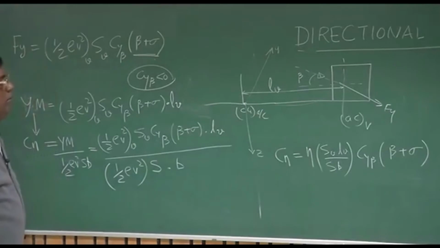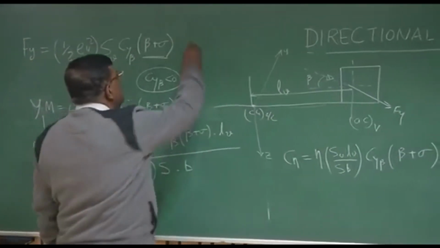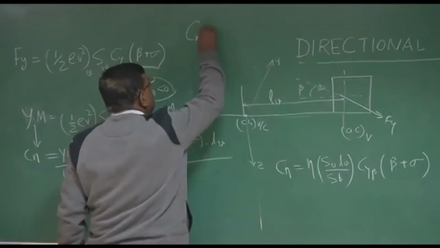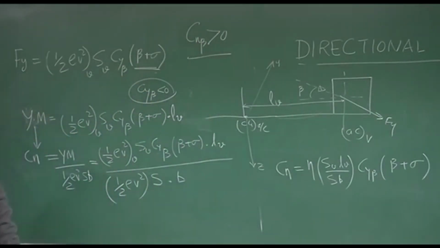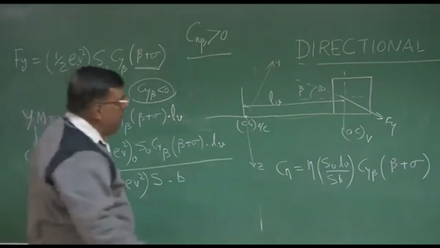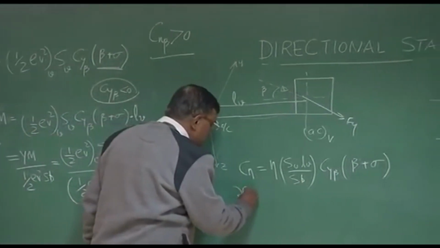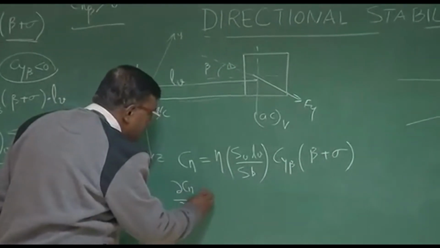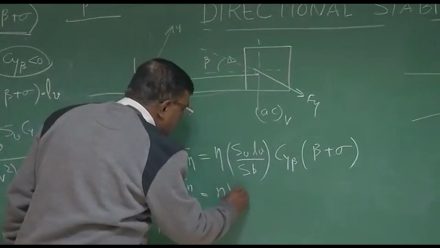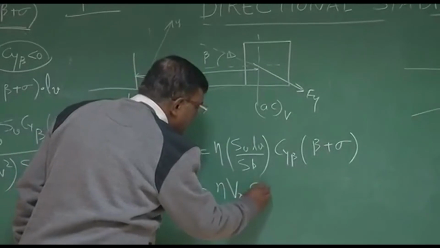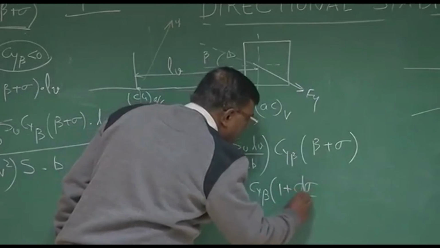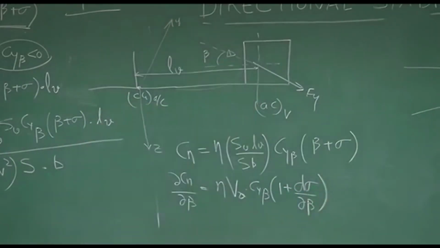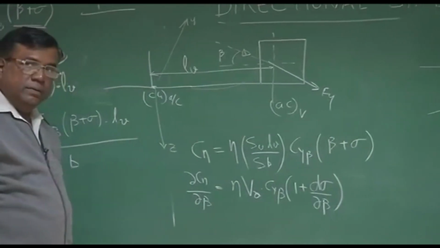What is our aim? We want to find an expression for Cn beta because we want to ensure that Cn beta is greater than 0, and we are talking about only the vertical tail contribution. Right? So what will be Cn beta? dCn by d beta will be eta, let me write this, Cy beta into 1 plus d sigma by d beta. What is the sign of Cn beta? Cn beta is positive, right?